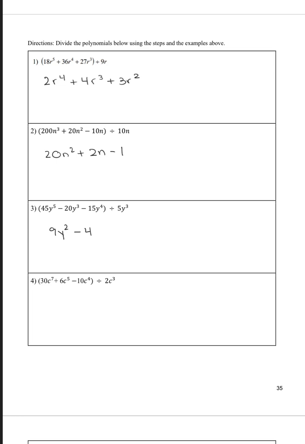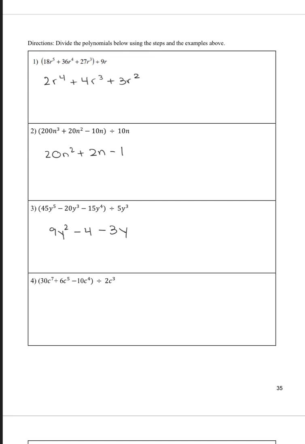Negative 15 divided by 5 is a negative 3. And then you have y to the 4th divided by y cubed, which just leaves you with y. All right, so number 4, same thing. The only thing that's changing here is the variables, and of course our coefficients are changing as well.